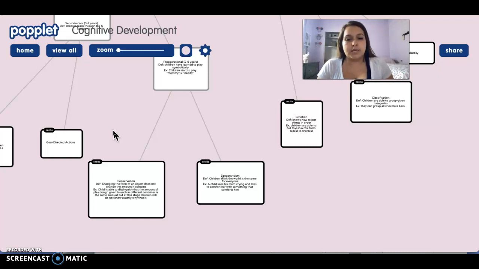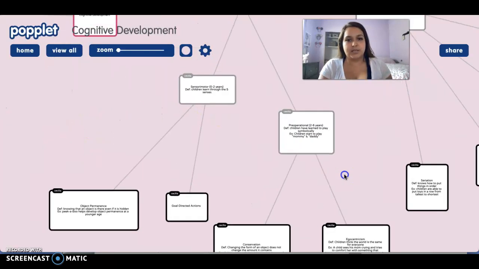Now there is also egocentrism. It's not about a child being self-centered. It's just that the child thinks the world is the same for everyone. An example I gave was if a child sees Mom crying and tries to comfort her with something that comforts him. Let's say he wants to bring her his favorite teddy bear that always comforts him. It's not going to be the same for everyone, but that's what the child at this stage thinks.